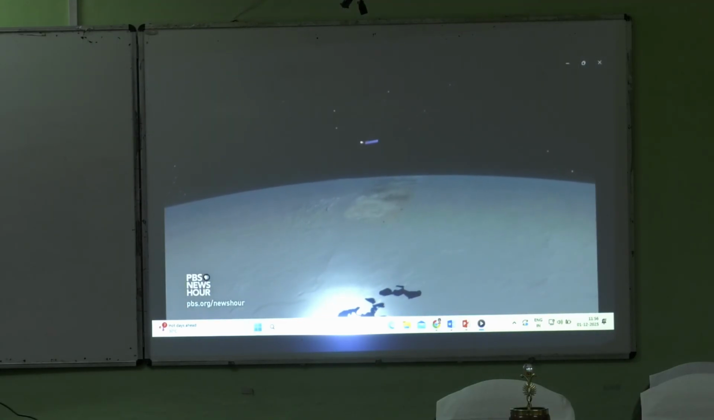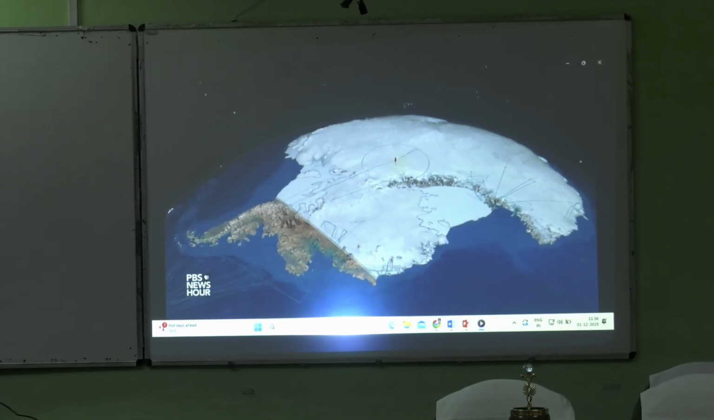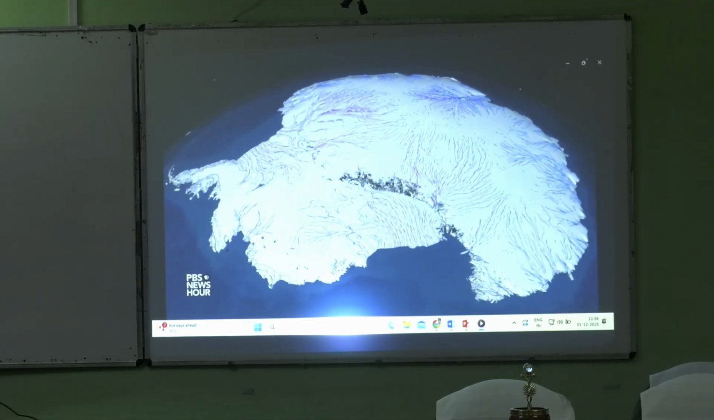Using radar and lasers, they measure the thickness of the ice, how it's moving, and whether it's growing or shrinking. This animation they build shows a sped-up version of how the ice flows on the continent.